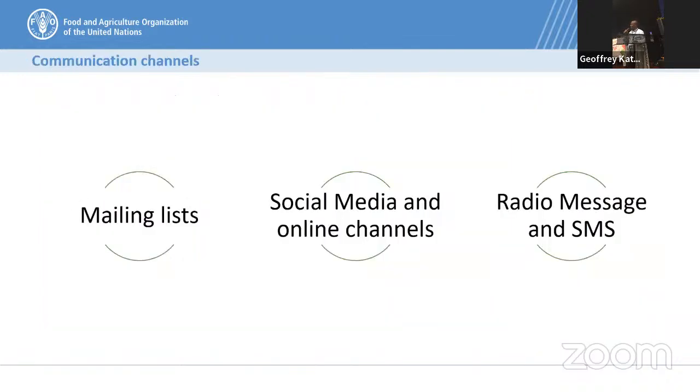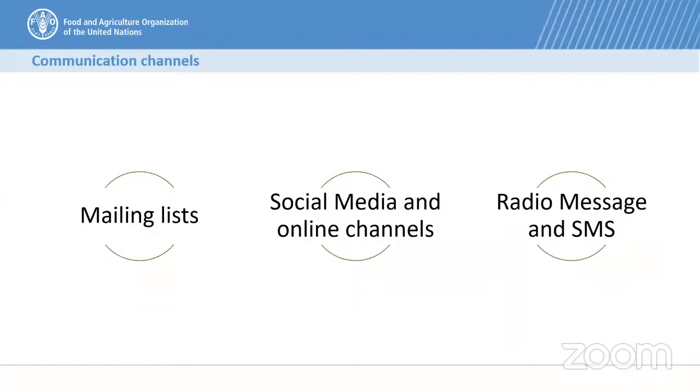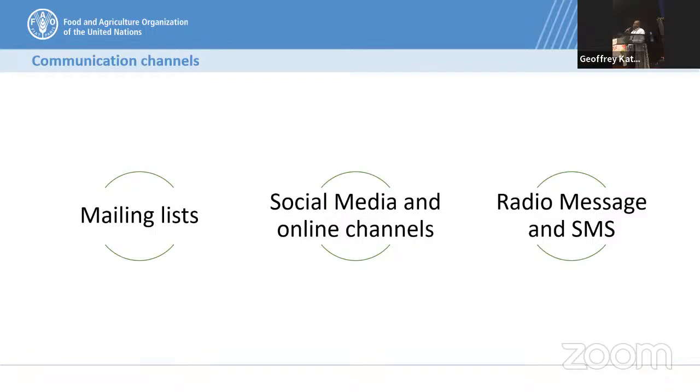And then how do we deliver that information? One is through mailing lists, social media, online channels, and lastly, radio and SMS. To reach that person who cannot afford internet but can listen either on the radio or in the neighborhood.